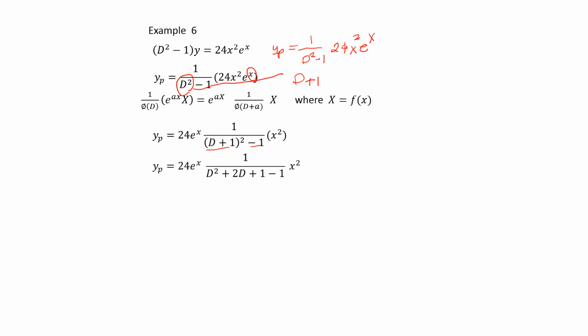Okay, continuing. So we have y sub p is 24 e to the x times 1 over d squared plus 2d plus 1 minus 1. Okay, this one will cancel out. This one will cancel out. That gives you the particular solution is 24 e to the x, 1 over d squared plus 2d. You can factor d there. So y sub p is 24 e to the x, 1 over d plus 2, d of x squared.